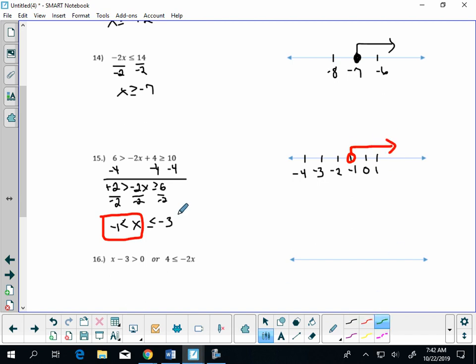And then x has to be less than -3. If you notice on that one, nothing overlaps. So that one is a no solution. No solution.